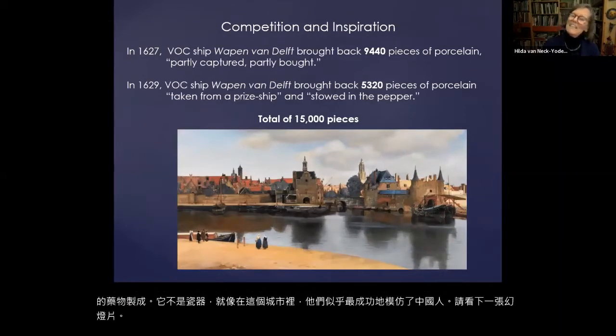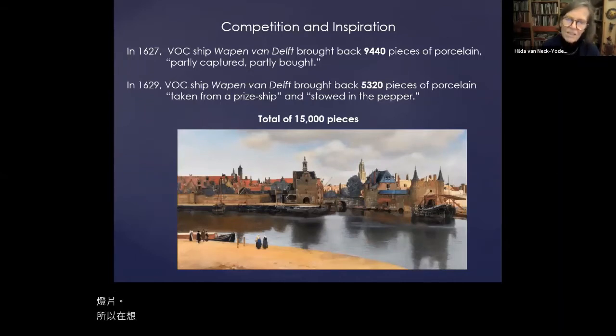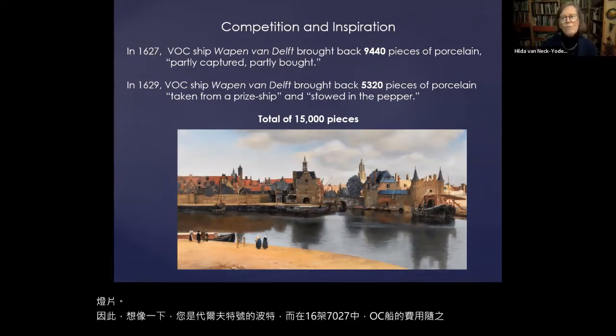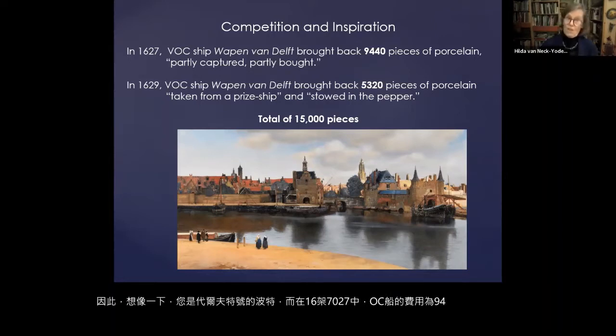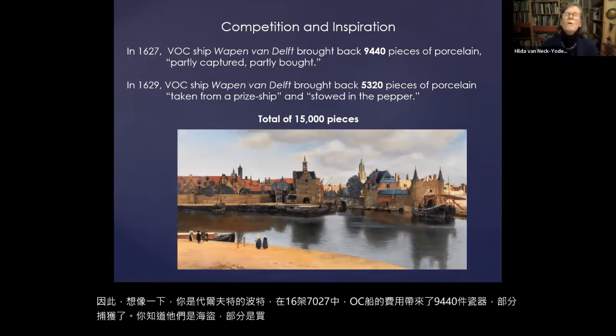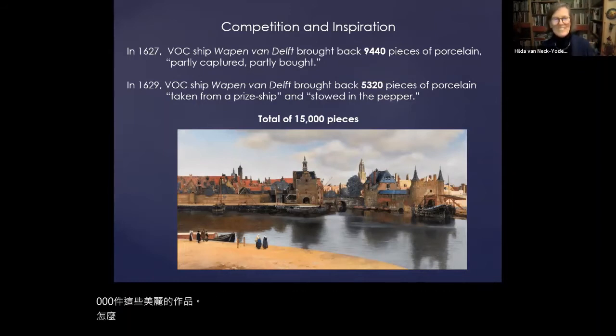So imagine that you are a potter in Delft, and in 1627, the VOC ship comes in with 9,440 pieces of porcelain, partially captured, you know, they were pirates, and partially bought. Then 2 years later, the ship comes back with over 5,000 pieces, a total of 50,000 of those beautiful pieces. How can you compete? Please continue.